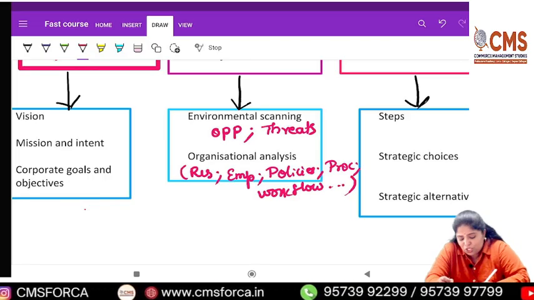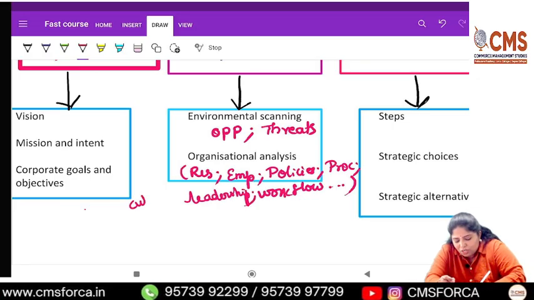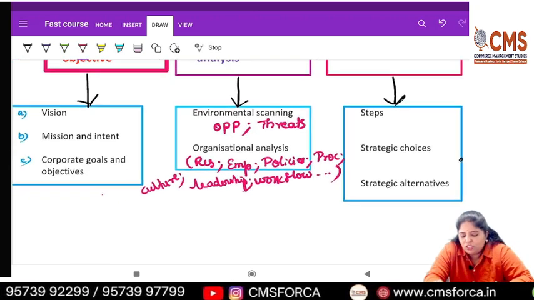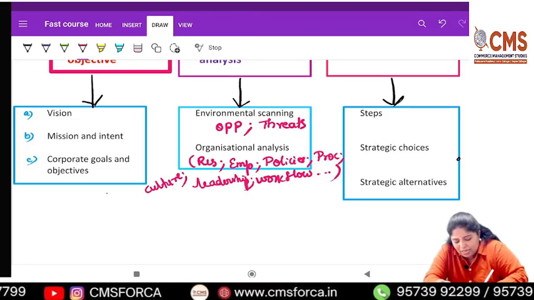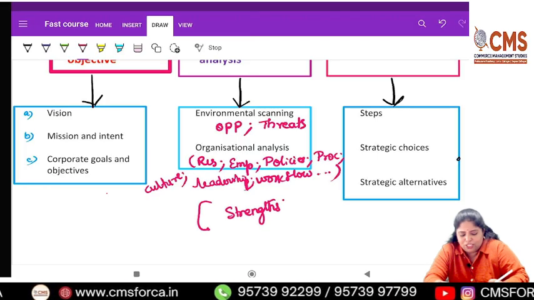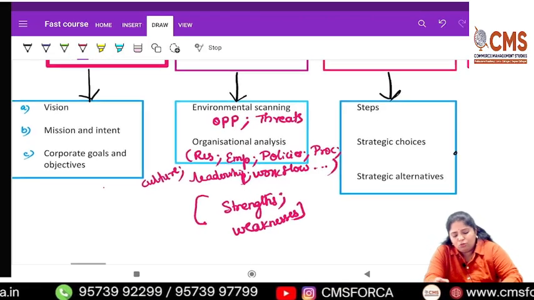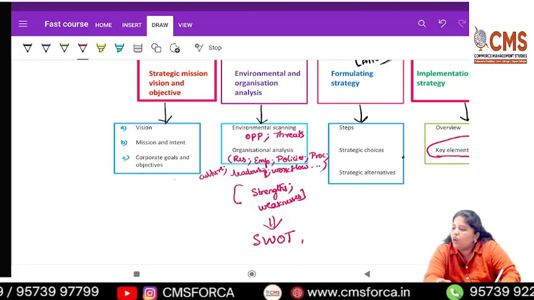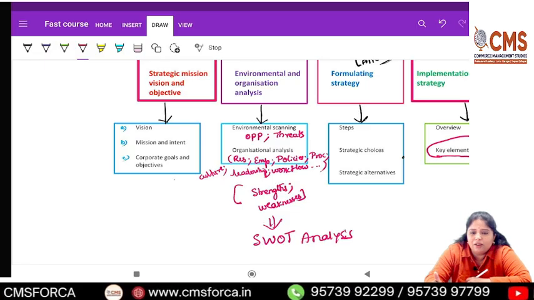You are going to analyze your leadership, analyze your culture, analyze the structure of the organization. So we are going to analyze this. Internal analysis helps to know what are the organization's strengths and what are the organization's weaknesses. So the outcome of stage 2 is nothing but a SWOT analysis. Are we okay till here?